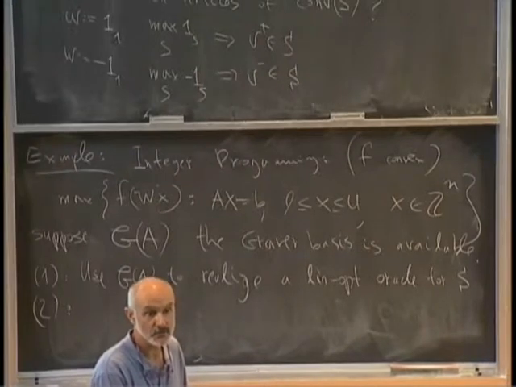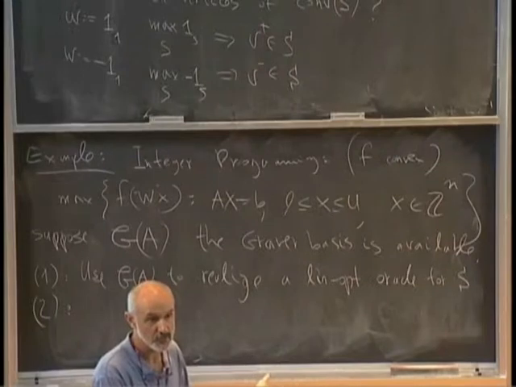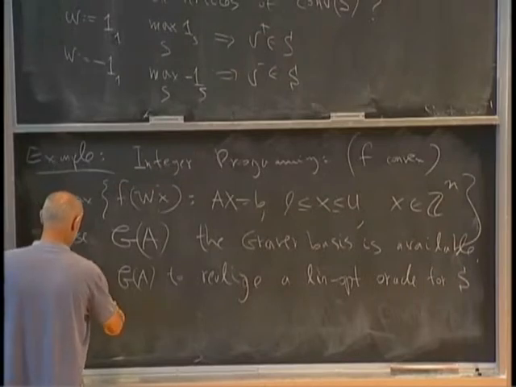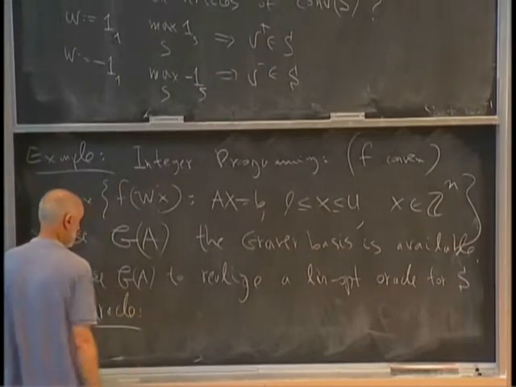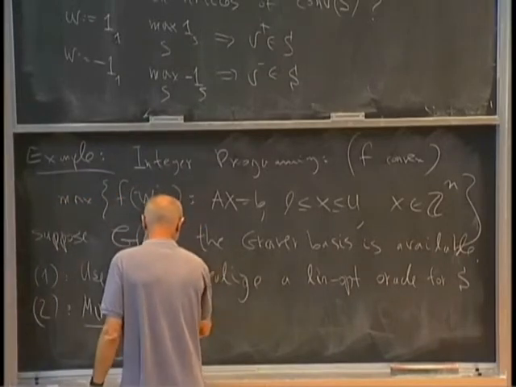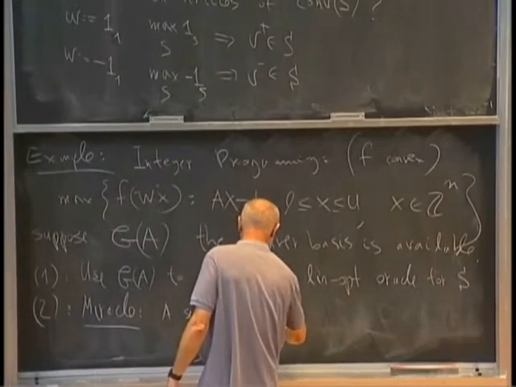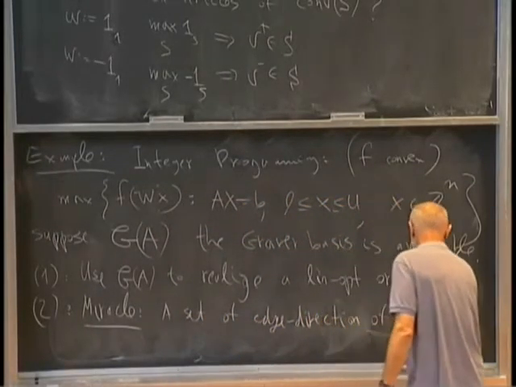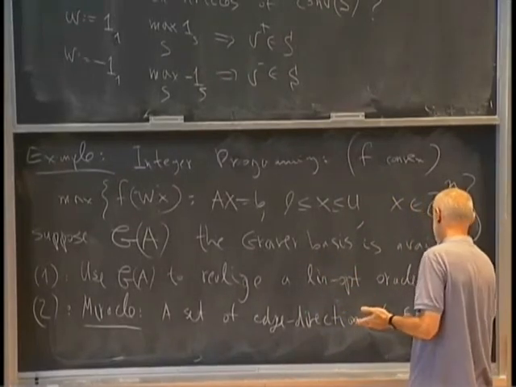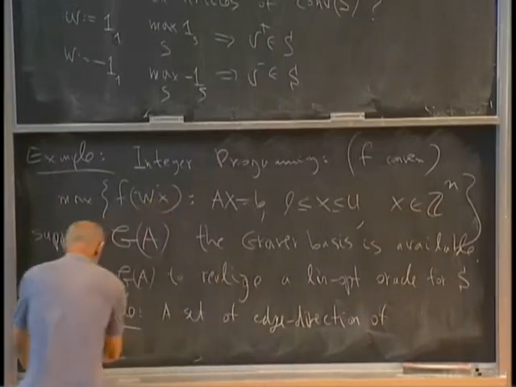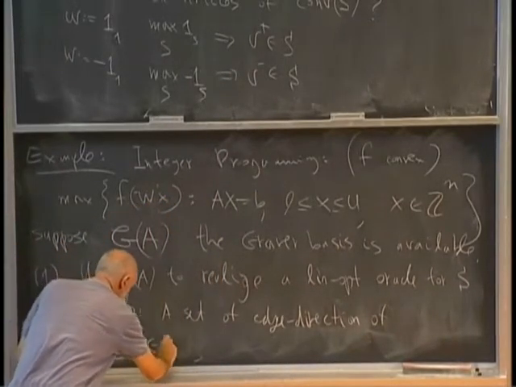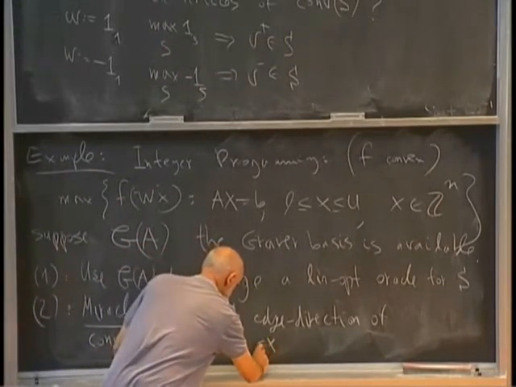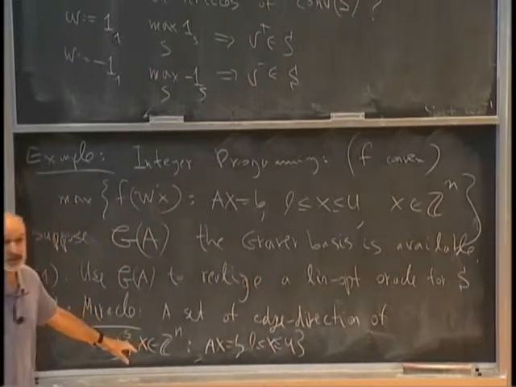Edge directions of the convex hull of the integer points. And here comes a miracle. A set of edge directions of the convex hull. Actually this convex hull is a very complicated object. It's called the integer hull, the convex hull of the integer points.